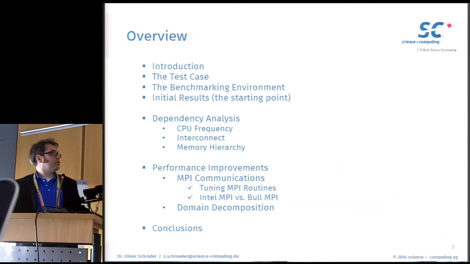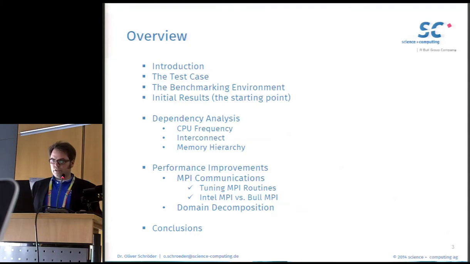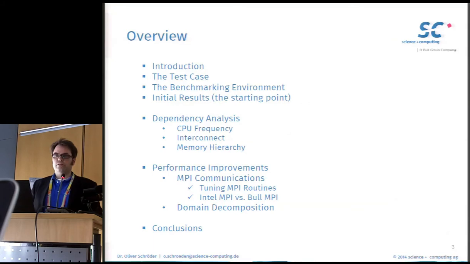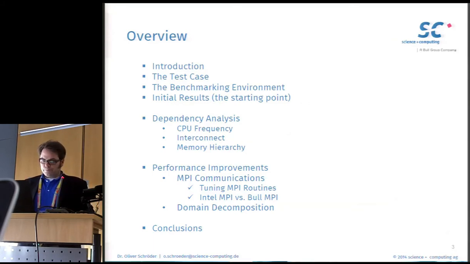So we looked at a couple of dependencies: the CPU frequency, some things with the interconnect, and a little bit at the influence of the memory hierarchy. But the methodology is very different from what we saw in the talk before from Pak, so I think it'll be interesting. And then I'm going to talk a little bit about performance improvements that we can get, namely by looking at the MPI communications and at the domain decomposition. And then I'm going to draw some conclusions.